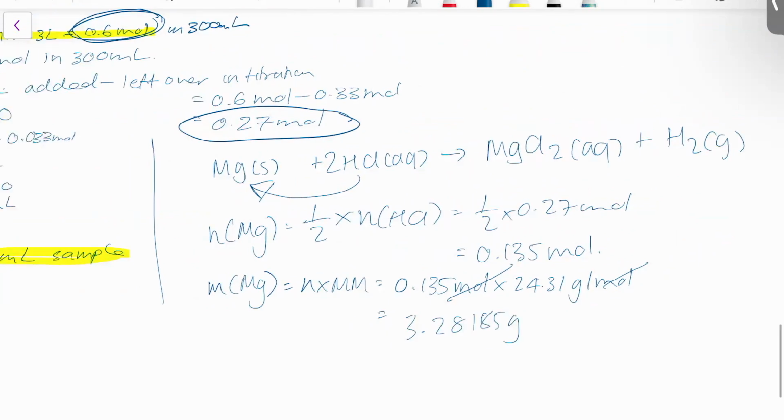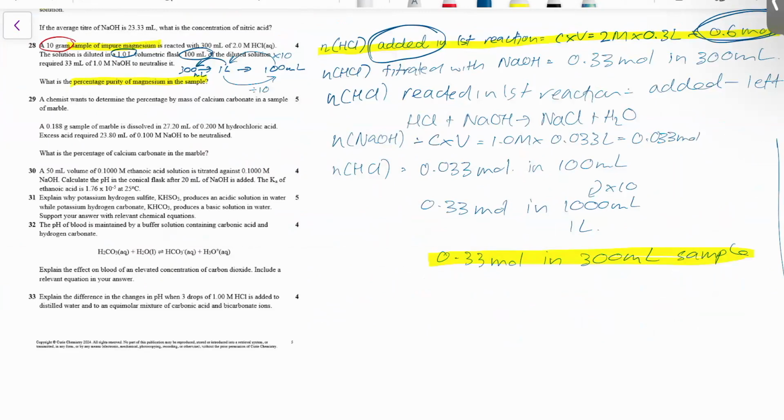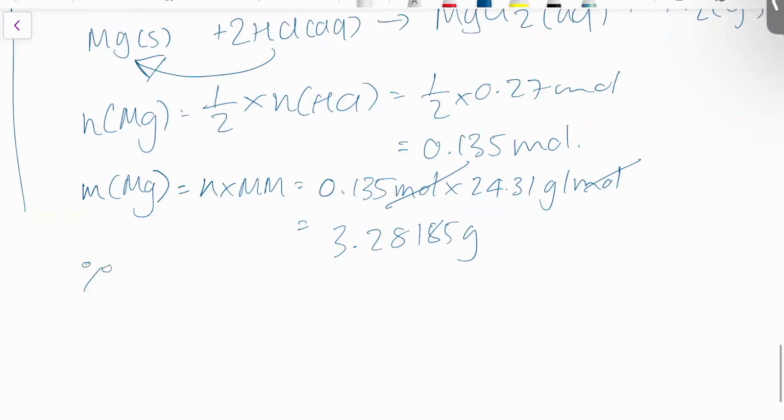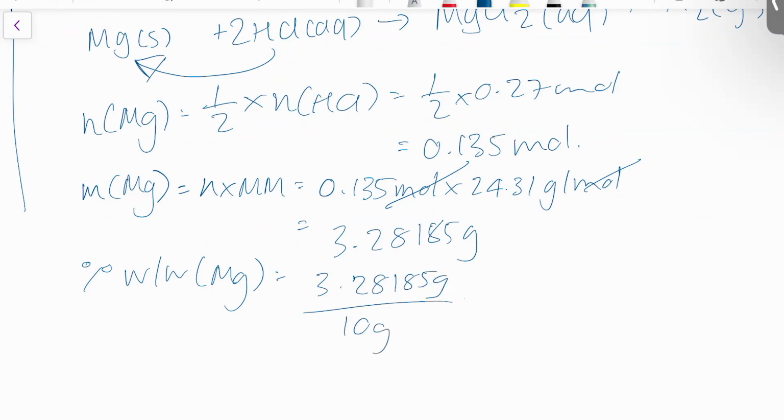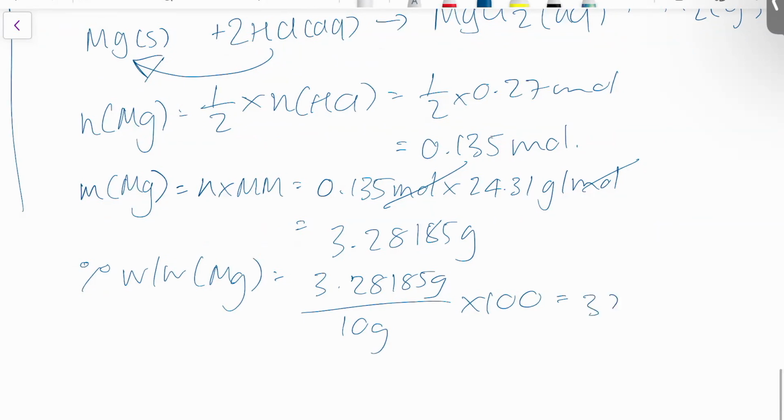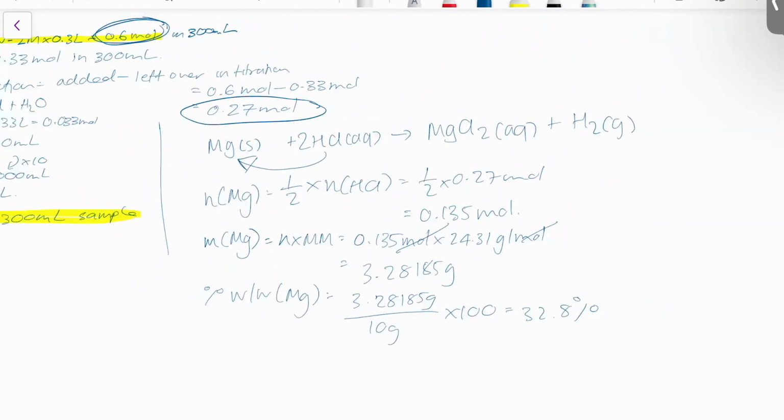3.28185 grams, thank you. And then percentage is a percentage of 10 grams. So percentage weight on weight of magnesium. Weight on weight is mass over mass. So 3.28185 grams over 10 grams times 100. 32.8%. Okay.